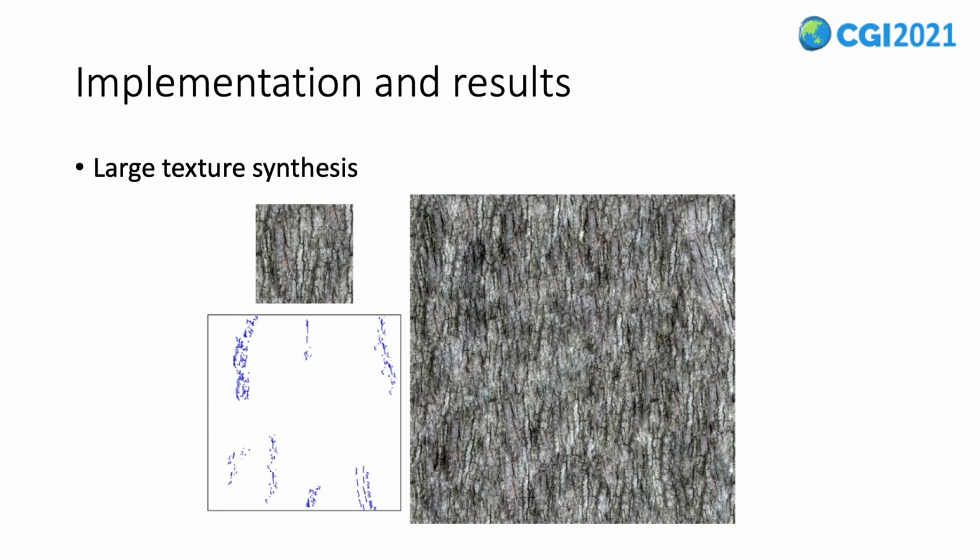This picture shows an example of large texture synthesis. The size of the output texture is 2K by 2K. Edge groups are manually selected and placed by the user.